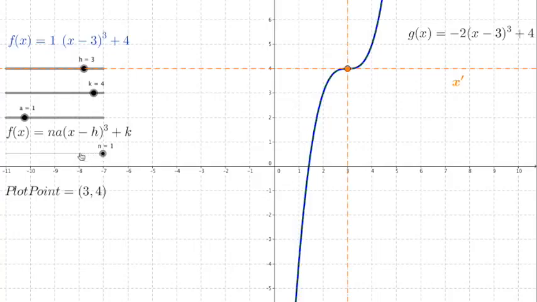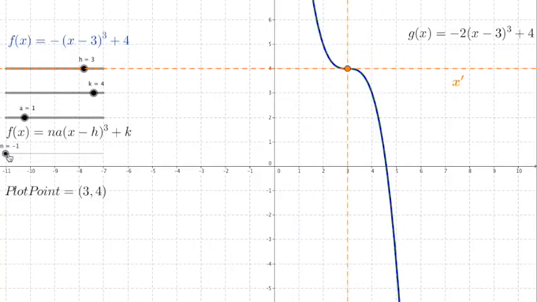But this is a negative 2, so I want to make my n negative. So it flips upside down. What was on the top goes to the bottom, what was on the bottom goes to the top, and it just flips over this line.